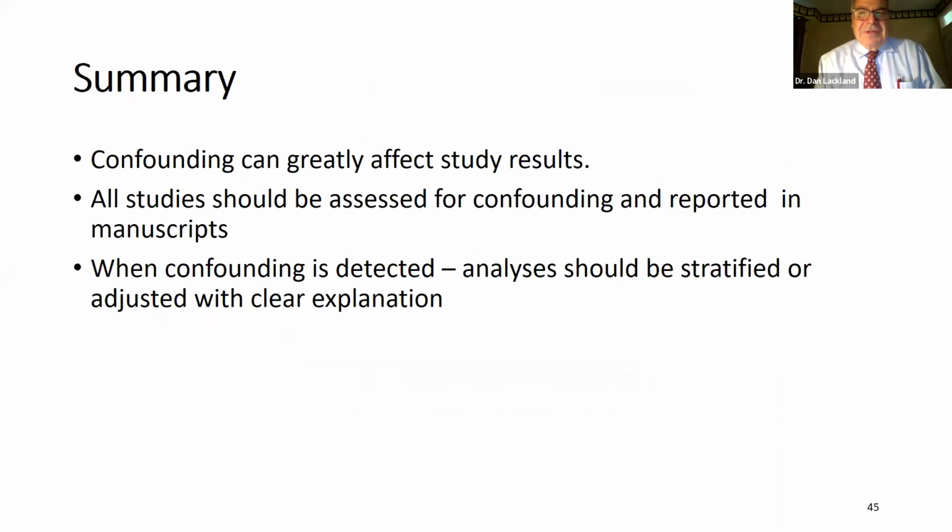So we're going to do some other polling questions, but in summary, confounding can greatly affect your study results. All studies should be assessed for confounding and reported in manuscripts, and for the confounders that are there, it's important to justify why you're identifying something there. And when you're addressing confounding, once it's detected, the analyses should either be stratified or adjusted, with a clear explanation of what's being done.